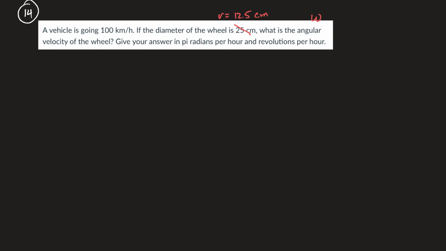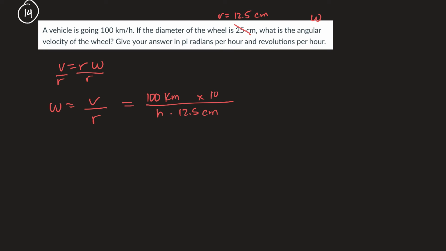So that's the omega. I know my formula: V is equal to R omega. To solve for omega, I'll divide both sides by R, so omega is equal to V divided by R. Velocity is 100 kilometers per hour. The radius is 12.5 centimeters. I've got to get the centimeters and kilometers together.